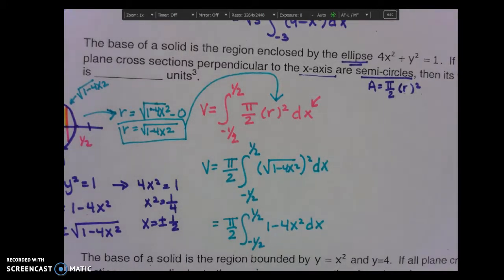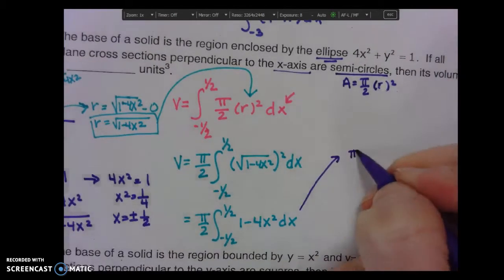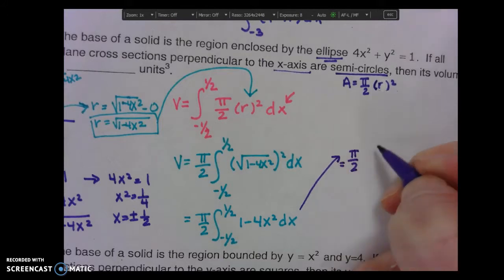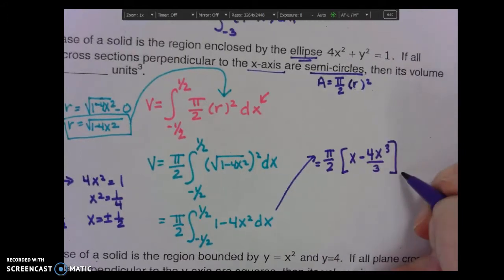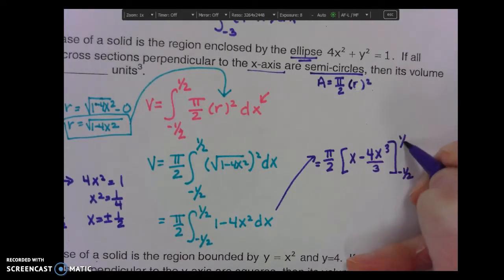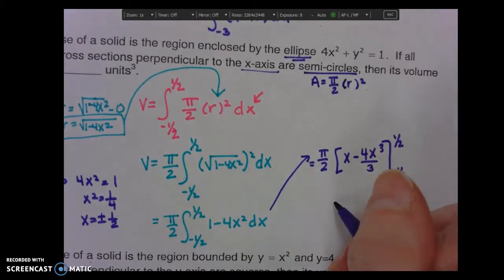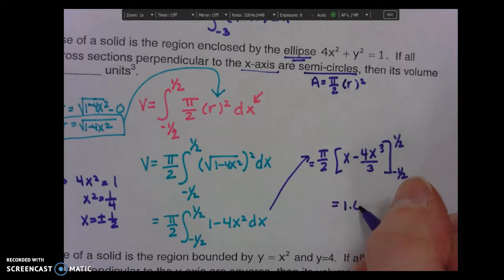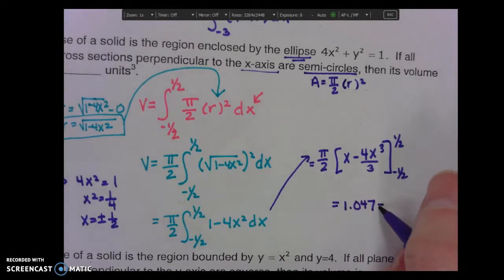Again, I like to make sure I practice my integration skills because I want to make sure those are good. Pi over 2, so my antiderivative would be x minus 4x cubed over 3, all from negative 1/2 to 1/2. Again, if we Math 9 that, you're going to find that the answer is 1.047. If you take the time to use the fundamental theorem of calculus and you want your most exact answer, you're going to get pi over 3.